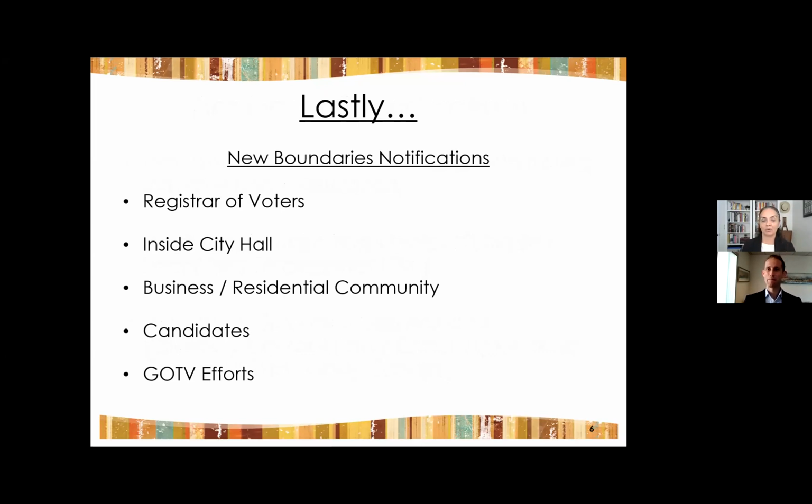Just really think about working with your registrar of voters, other people inside City Hall, folks that you would work with in the business and residential community through your realtors group, your chamber groups, all of that. Your current and previous candidates for elections, engage them in redistricting, let them know what's going on, and then just make sure that you share those efforts with your GOT efforts as well.